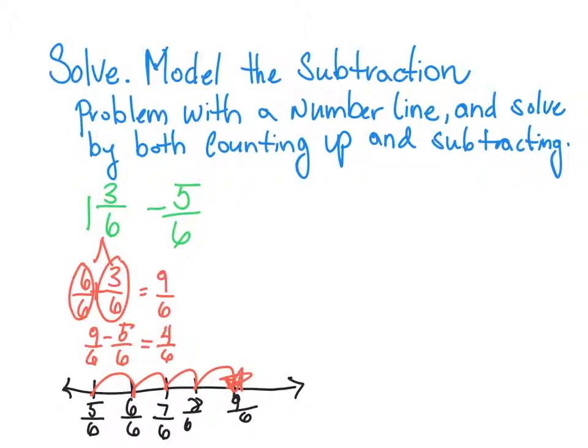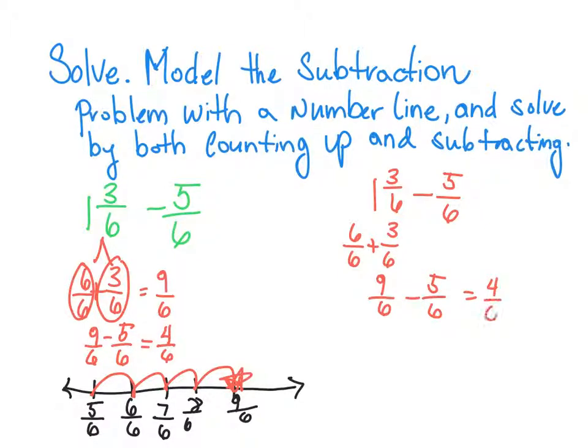And another way is by going back to 1 and 3/6, and we're taking away 5/6. And again, we're showing that one whole is 6/6, and we're adding this to the fraction that we have next to it, because this is a mixed number, 3/6, to get 9/6, just like we did before, and we're taking away 5/6, which we know is equal to 4/6.